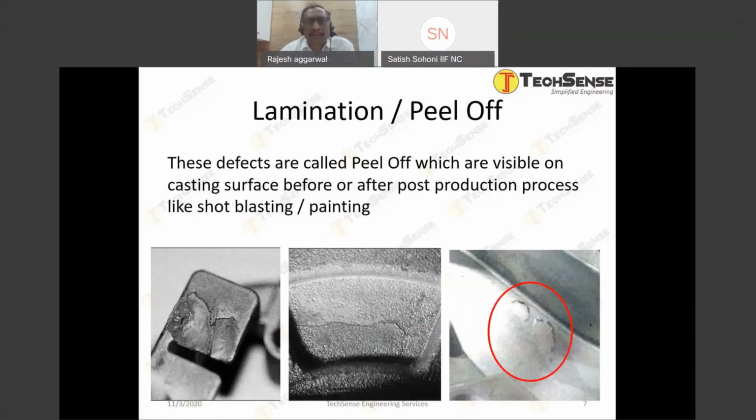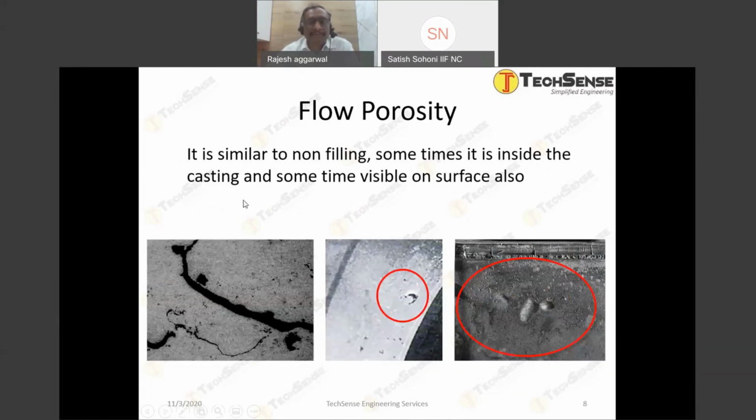Another defect is the peel off or the lamination, where the skin of the solidified aluminum comes out of the casting surface. It might happen during the secondary process as well as maybe during the initial casting formation itself. But mostly it happens during the secondary production process, like shot blasting or painting.